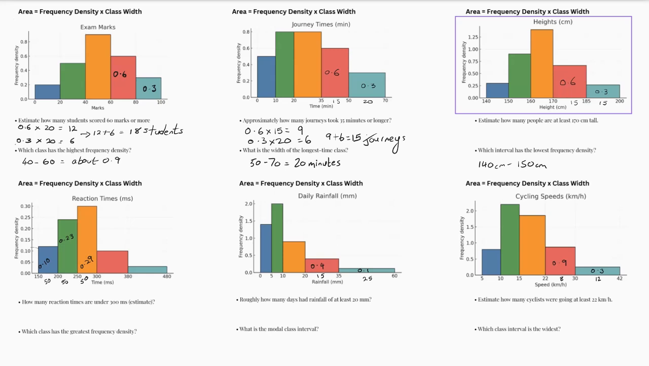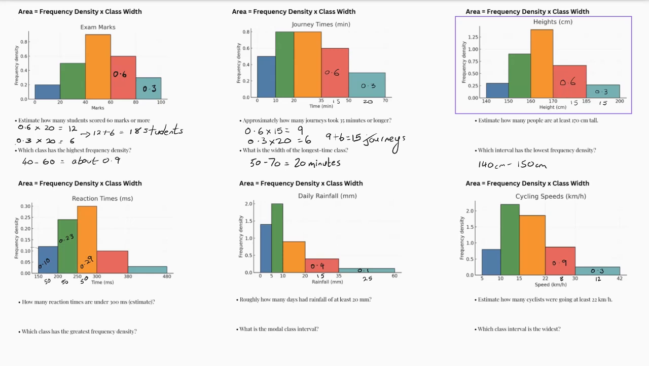Estimate how many students scored 60 marks or more. So the first thing you need to do is work out where your marks is. Now your marks is here along this line, and it's asking how many scored 60 marks or more. So that comes into this bracket. These two bars here are over 60 because it goes 60 to 100. So now what you need to do is just work out the frequency density, which is here, on both of these widths. So we have 0.6 and we have 0.3.